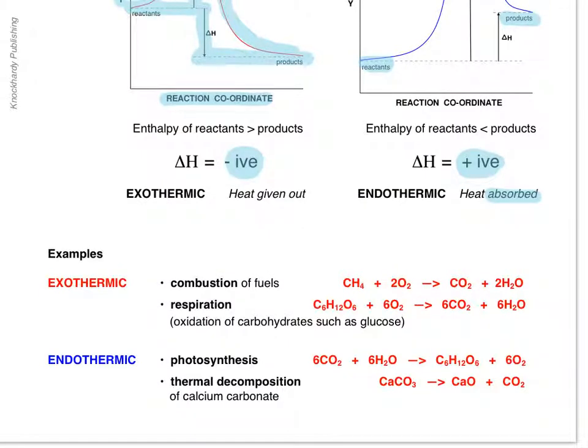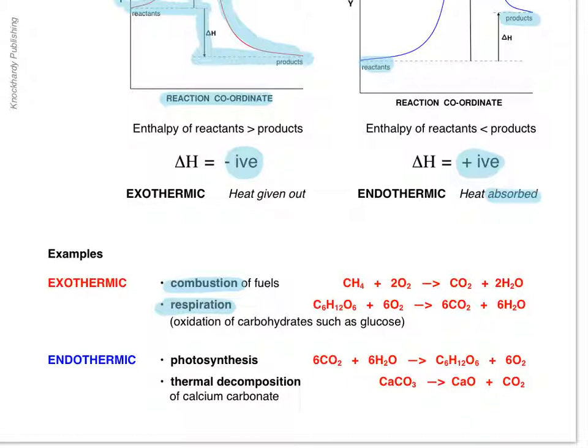Some common examples of exothermic reactions that have a negative delta H, a negative enthalpy change, are combustion of fuels. So if you burn a fuel, you're going to get heat energy given out. And respiration, if you carry out the respiration reaction, then you're going to give heat energy out.